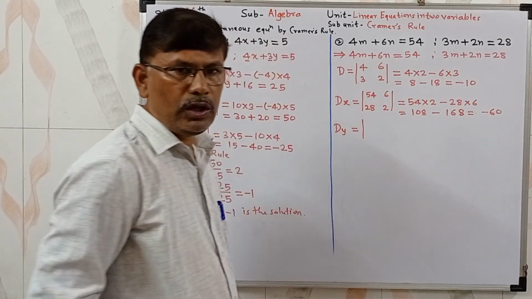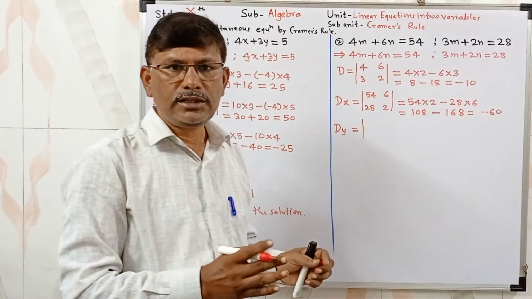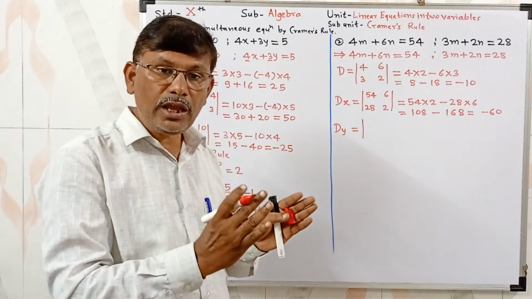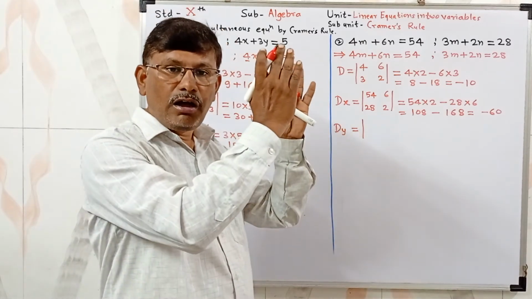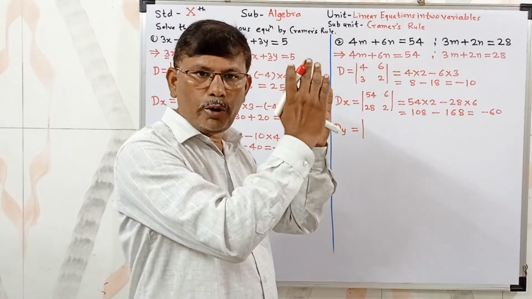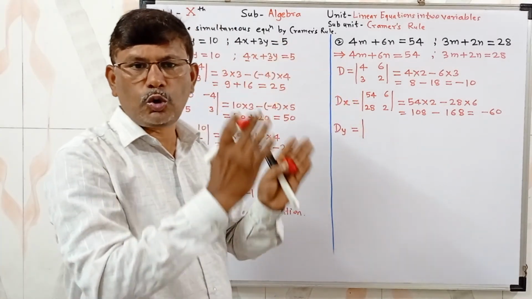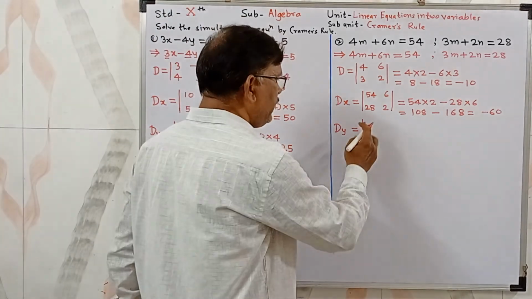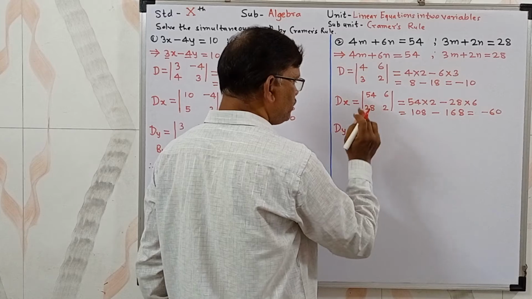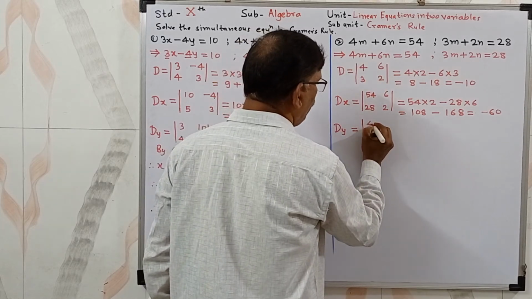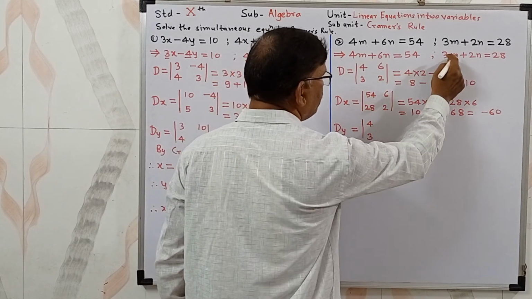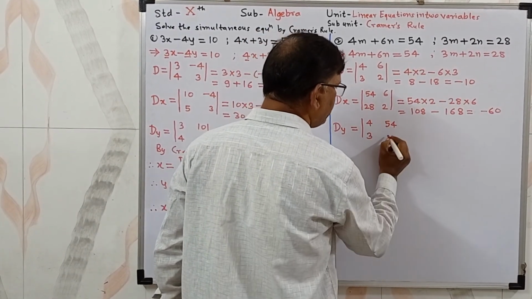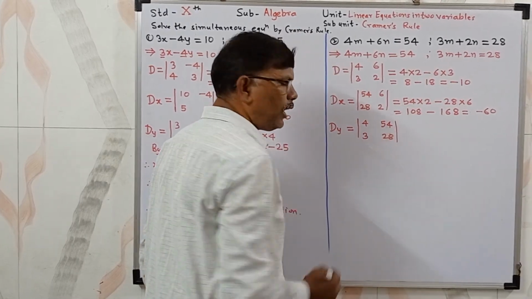In Dy we know that Dy is the coefficient of y. So we omit the coefficient of y, means B1, B2. So we must omit the column B1, B2. Means A1, A2 and C1, C2. A1, A2, A1 is 4, A2 is 3. Then C1 is 54 and C2 is 28. Okay.